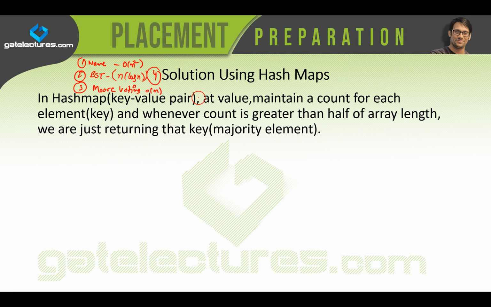Now the fourth solution is by using hash maps. This hash map approach also has a time complexity of order n. At the same time, it has a space complexity that is also order n. So in the case of Moore's voting algorithm, the time complexity was order n, but the space complexity was order 1. But still it is very interesting to study hash maps also to solve exactly the same problem.